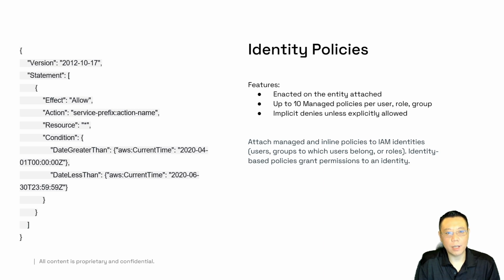Now, another type of policy is identity policies. So if you wanted to prevent access to your account at certain dates and certain time ranges, you can create a condition, and you only want the allow to happen at certain times. You can also provide IAM with entities attached for other conditionals, like from an IP address as a conditional. You can have 10 managed policies per user, per role, or per group. So it's just really cool.